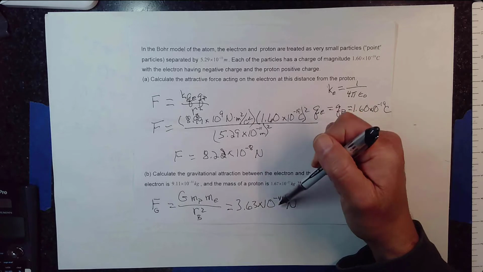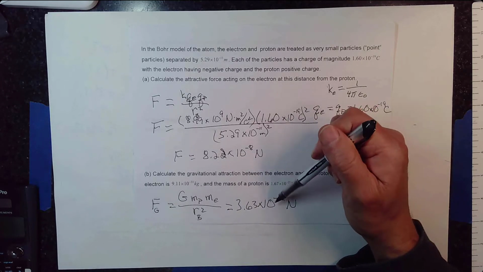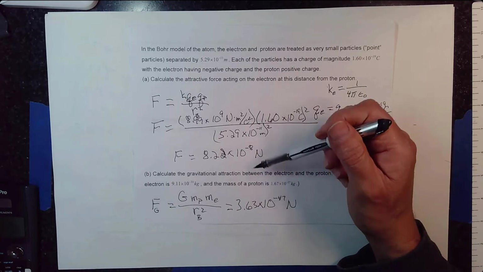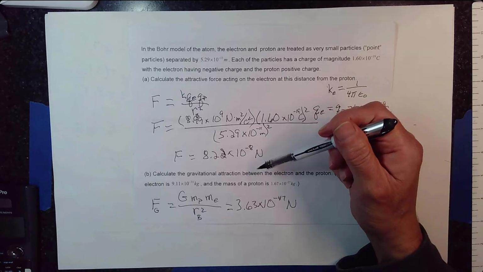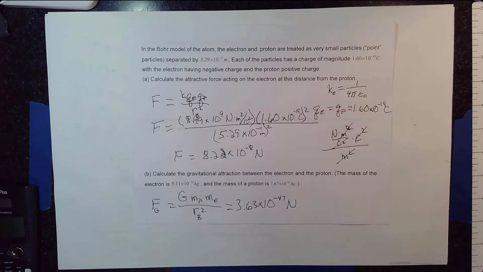And so you can see this thing is many orders of magnitude smaller than this one, like 10 to the 39th times smaller. And gravitation is a weak force. The only way to make it appreciable is to have a whole bunch of mass.